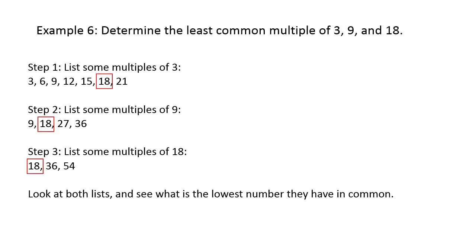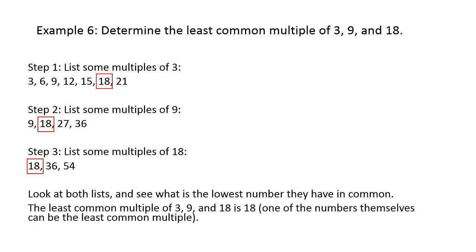We can include the number itself in the step 3 there, the last number. 18, of course, is the lowest multiple of 18. It can be itself. So the least common multiple of 3, 9, and 18 is 18.